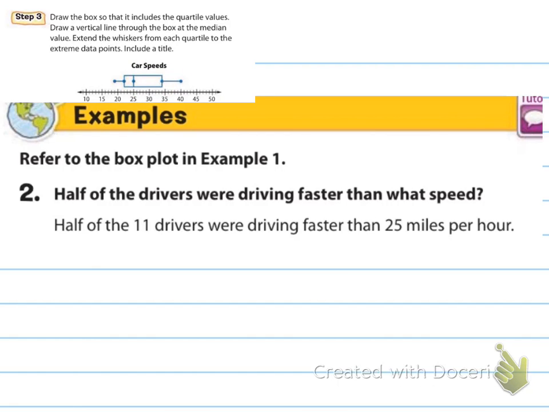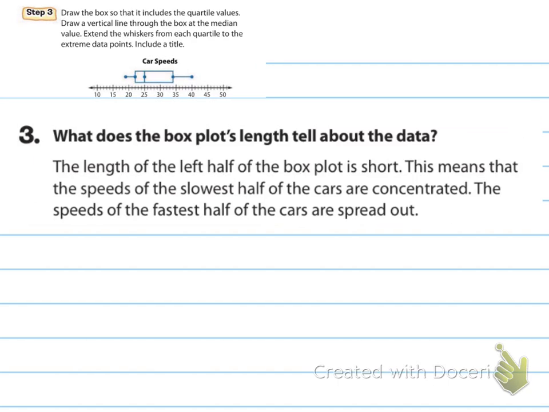If it asked, half of the drivers were driving slower than what speed? Well, this is the second half of my information, and they were going slower than 25 because my median was 25. That's where we got the information. The next one says, what does the box plot's length tell about the data?